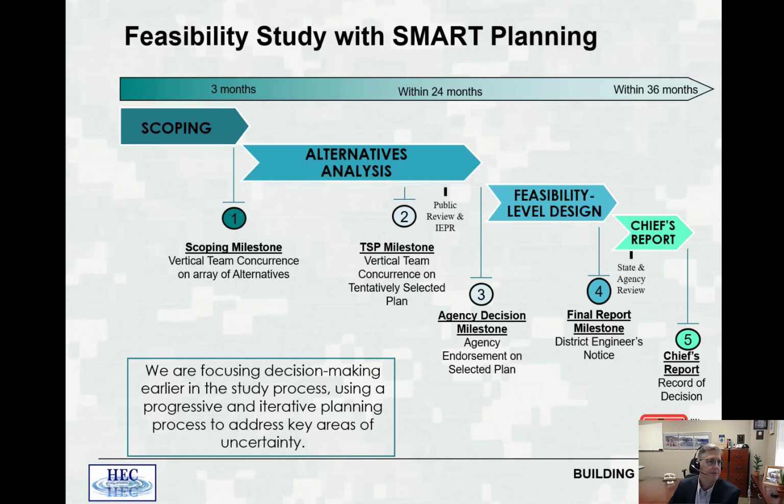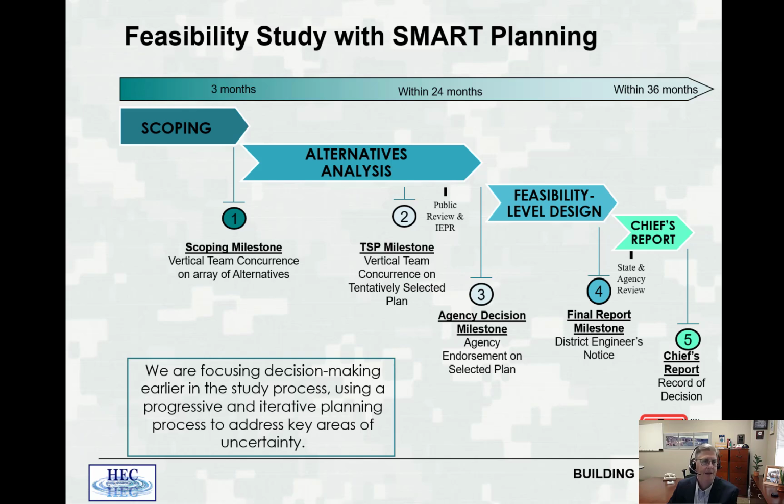In 3 months, you hope to have the scoping process done. The scoping process terminates when you decide whether there's a federal interest or not. And again, that's anywhere between 1 and 3 months. This is where you decide to develop the PMP and decide what the contributions of the other stakeholders are.